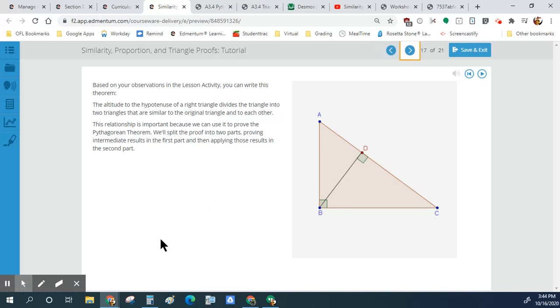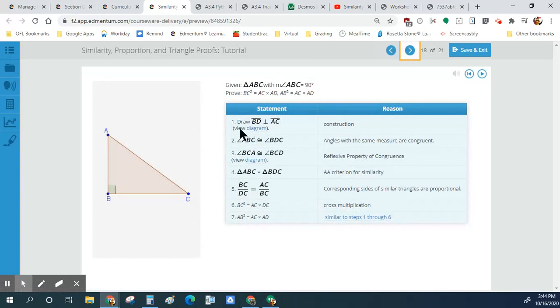All right, based on your observations of this activity, you can say this. So all of these are paired. This triangle is similar to this triangle, and this triangle is similar to the biggest triangle, and this small triangle is similar to the biggest triangle. And so all of these are similar to each other.